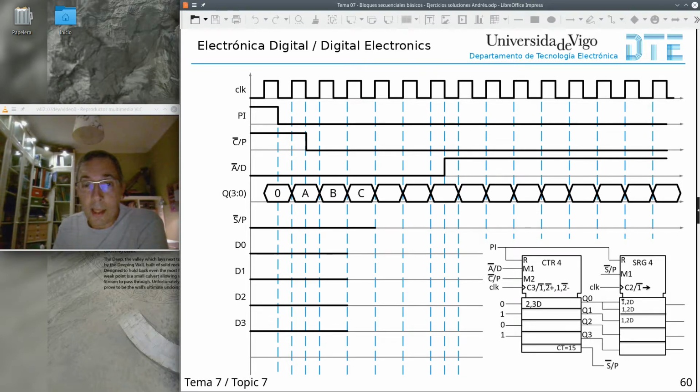So D0 will become 1. And D1, as D0 is 0, will be propagated from D1. D2 will propagate in from D1, and D3 will propagate in from D2. So these are the outputs of the shift register. See, now we have a 1 in D0 and we have the zeros that propagate at the other outputs.